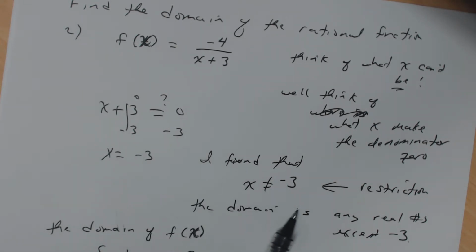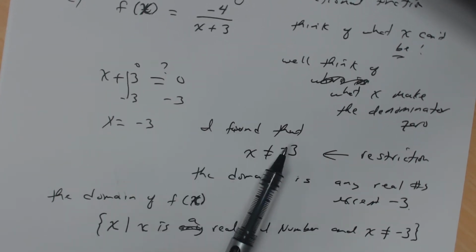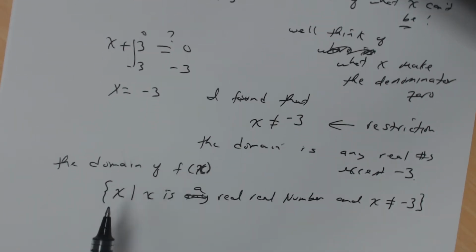So I know that x cannot equal negative 3. So x can be any other number but negative 3. But in terms of notation, this is how you need to write it. So remember that. You need to write it like this. Okay? All right, so let's look at another one.